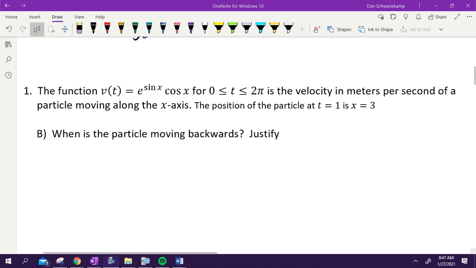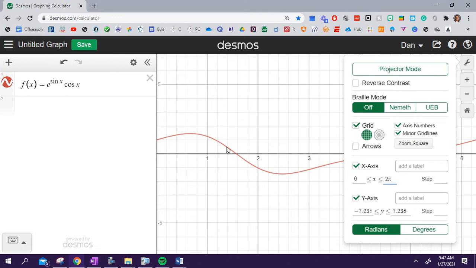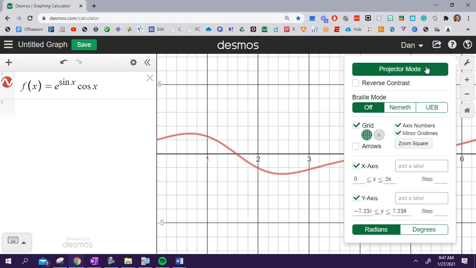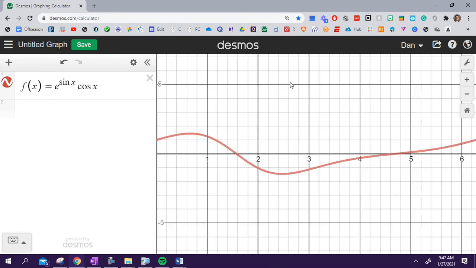Go. See, if I want to know when is the particle moving backwards, obviously you would type this into your calculator. Okay, I'm just going to throw it on decimals here for a second. Here's my calculator. What are you going to look for on this graph to figure out when I'm moving backwards? When are you moving backwards? When what is true? Velocity is negative. This is a graph of velocity. So when is it negative?